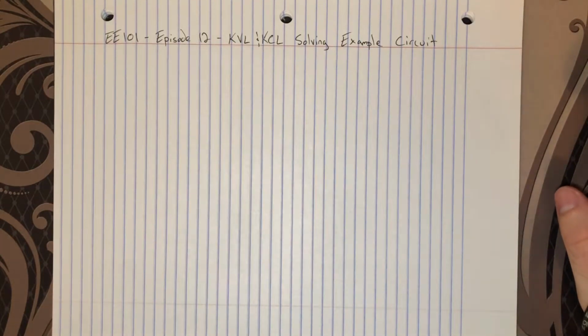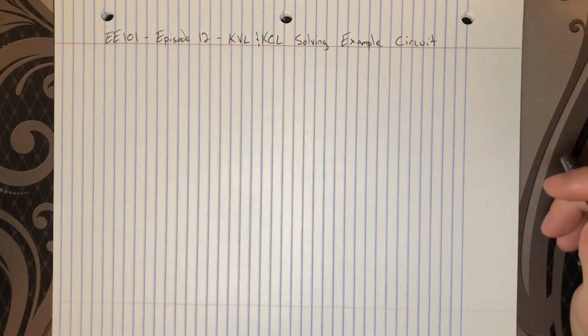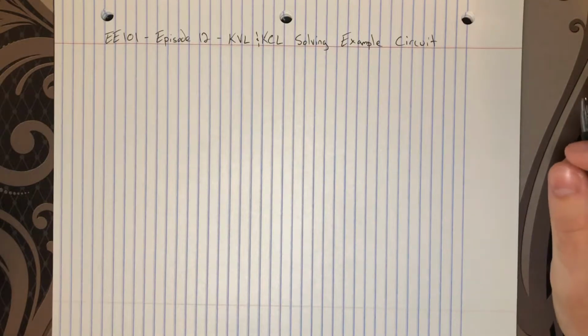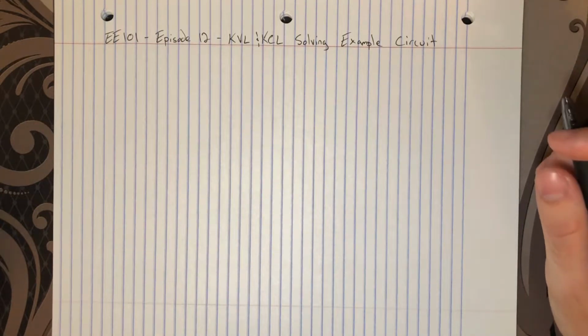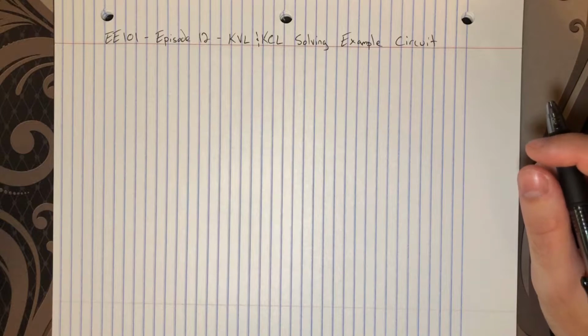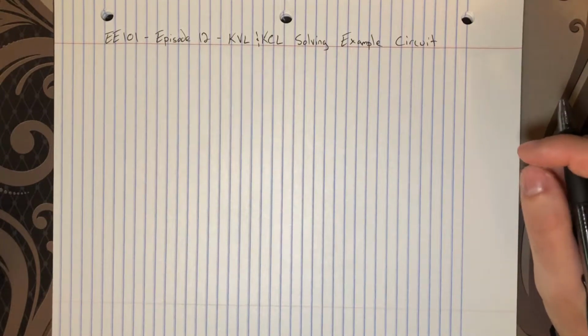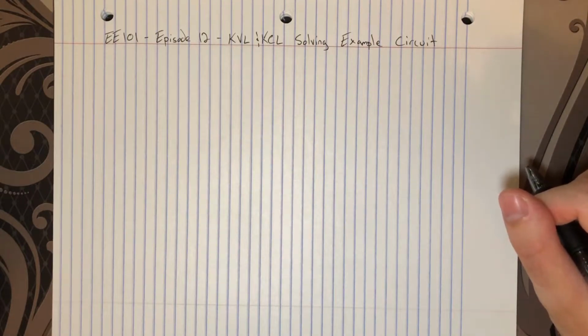Today is very exciting. This is going to be the first time where I use the concepts that I've taught so far to solve and analyze an example circuit. So I'm planning on using KVL and KCL to solve probably the most simple contrived circuit you can possibly come up with. It's going to be the case of two elements together.